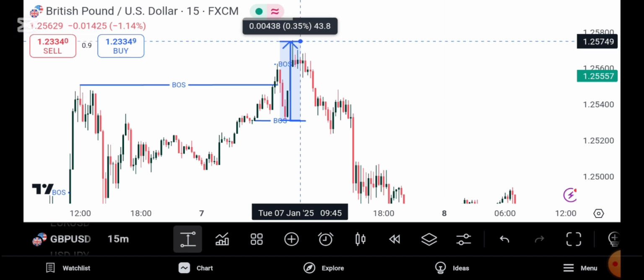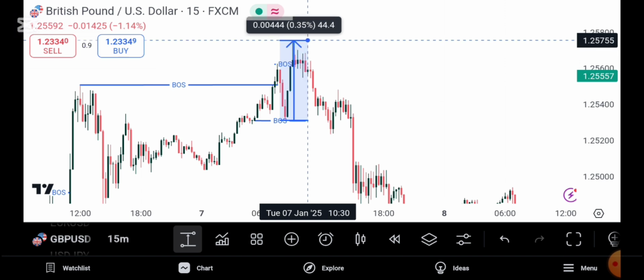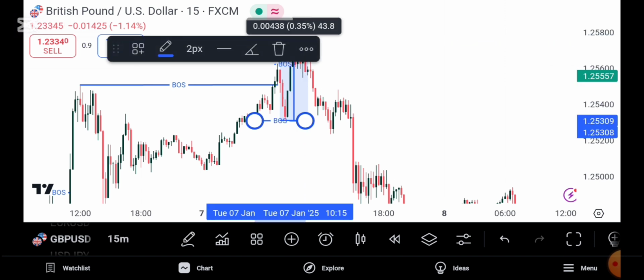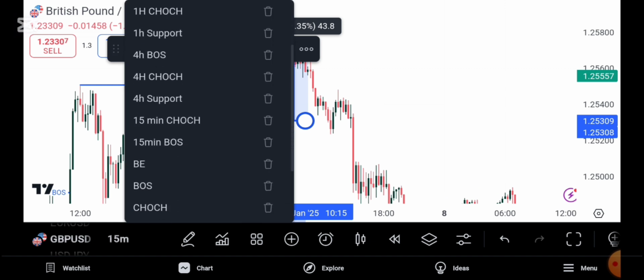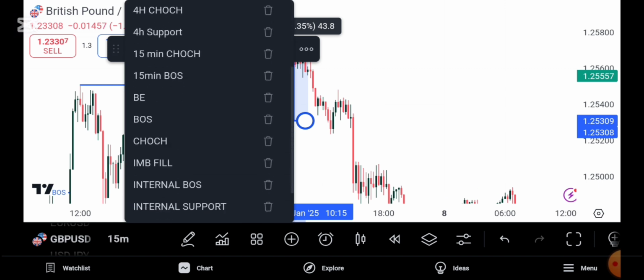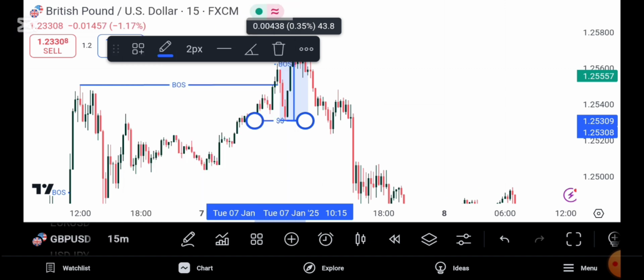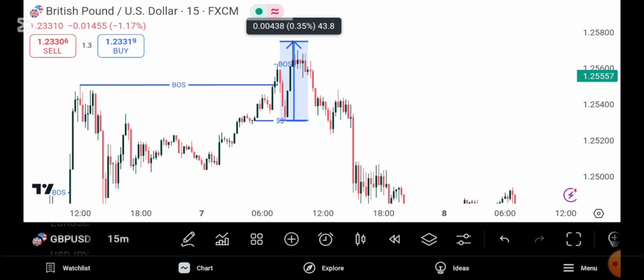There was somewhere I've labeled wrongly. I hope you can see that this was supposed to be support level, but I have labeled it as POS. This is support level. So this is the zone now. This is our new high. This is our support level.